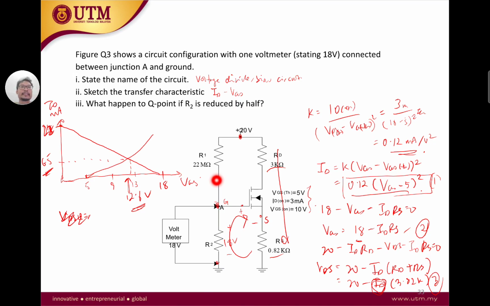Okay, number 3. So for number 3, what happened to the Q point if R2 is reduced by half? But getting back to number 2, in this case, we don't need to calculate our Thevenin resistance and our Thevenin voltage, because we already know the voltage looking at the gate input. The voltage looking at the gate input here, relative to ground, is given by the voltmeter. Therefore, that is actually your Thevenin voltage.